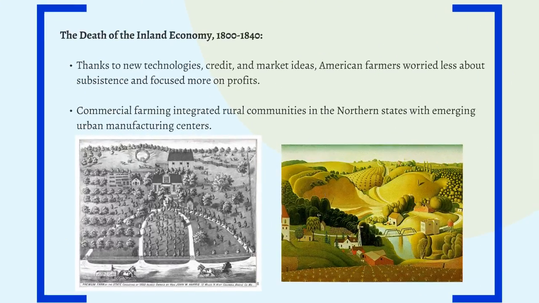With the rise of these transportation technologies, credit, and the flow of market ideas, those once isolated American farmers now have the ability to start engaging in the pursuit of profit. Subsistence becomes far less important because now you have the ability to grow a lot of food and raise a lot of livestock in excess. Especially across the northern states, we see the full-blown emergence of market farming as it integrated very isolated rural communities into what were emerging as urban manufacturing centers for the trade in all of those commodities.